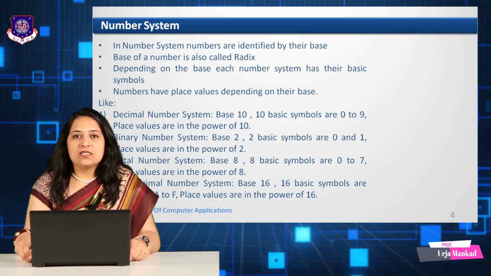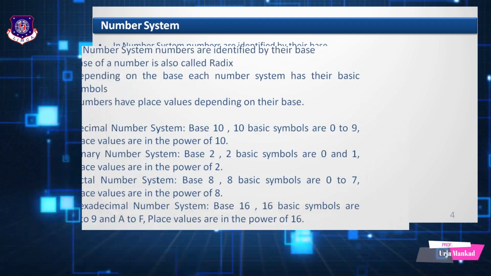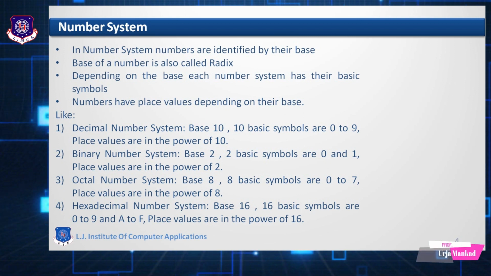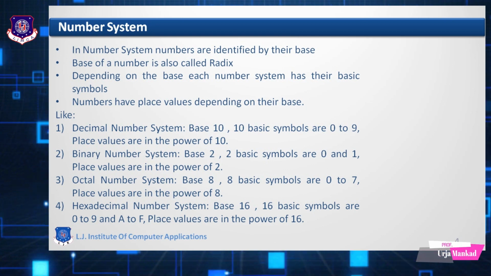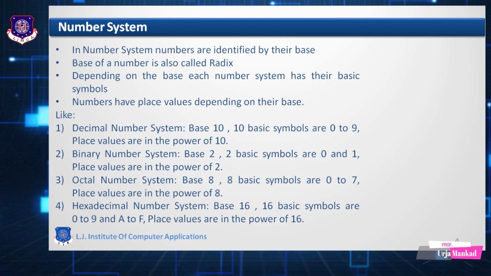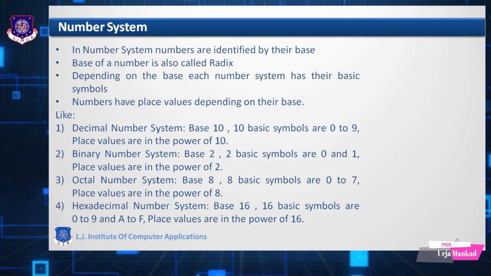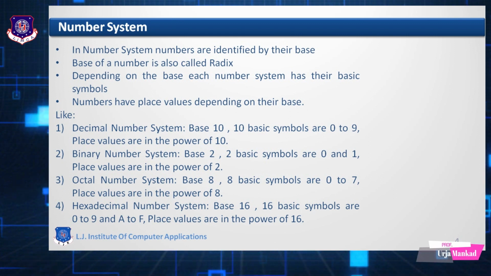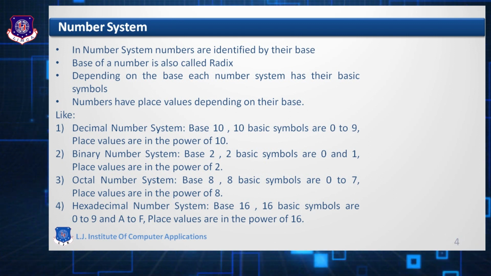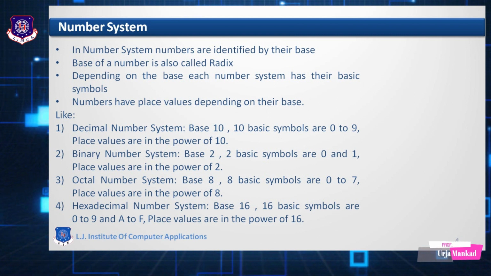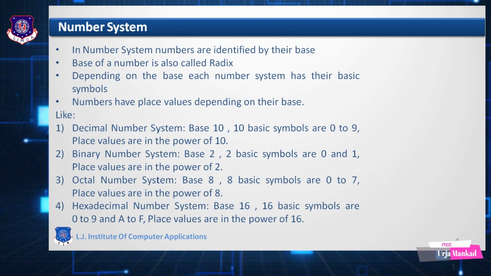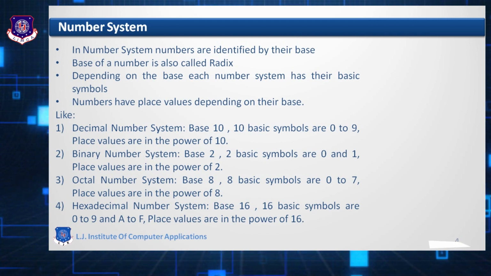First of all, we will discuss what is a number system. In a number system, each and every number is identified by its base. Base is also called radix. Depending upon the base, the numbers are identified and numbers have their basic symbols. If we are discussing the decimal number system, we all are aware of it, where we use numbers 0 to 9. These are called the decimal number basic symbols. So the decimal number system has base 10.